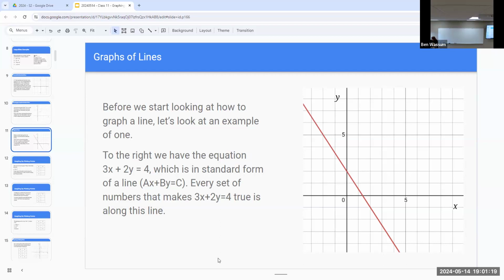So the idea here is that that line is going infinitely in either direction, and every single point along that line makes that equation true. 3 times the x value plus 2 times the y value is always going to be 4 at any point along that line.